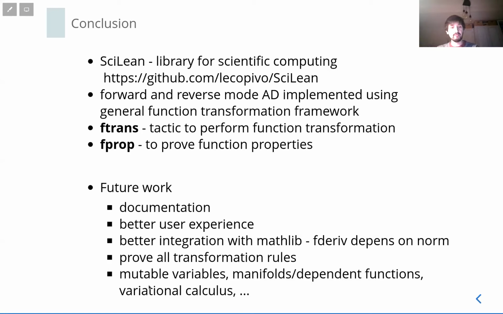I should handle mutable variables better. There's also a big question. Right now, I differentiate only functions between vector spaces. I would like to do it between manifolds. I'd like to differentiate much better with respect to functions, so do stuff like variational calculus and other things. So I think that's all from me.